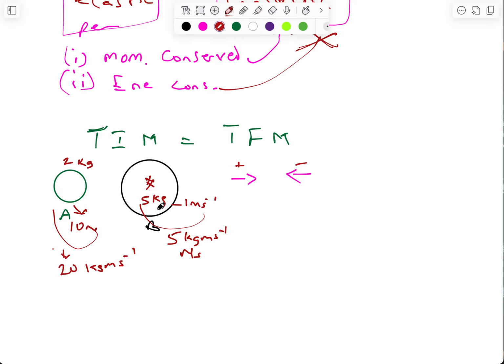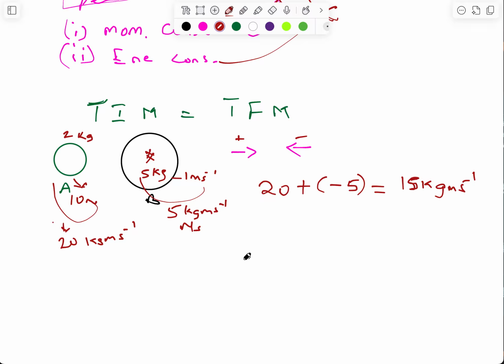So therefore, total initial momentum will be, so what's the momentum of this small guy, A, moving to the right? That will be 20 plus, now, because this guy is moving to the left, the momentum is negative 5. So you have 20 plus minus 5. And therefore, what you have at the end of the day is 15 kilogram meters per second. So that is when they are moving in opposite directions to each other and they still collided.